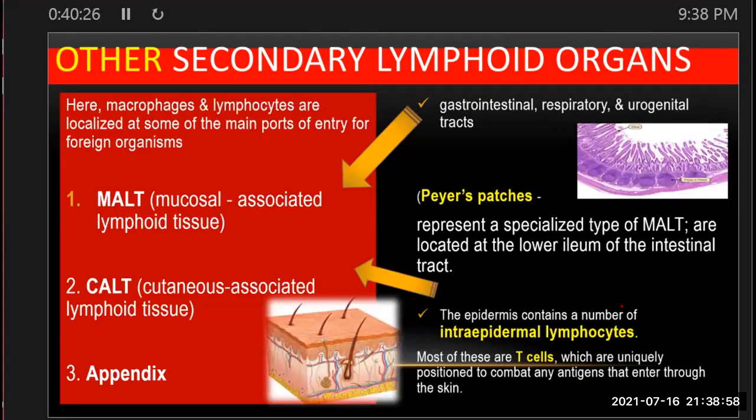Other secondary lymphoid organs are the MALT and the appendix. Here, macrophages and lymphocytes are localized as some of the main points of entry for foreign organisms. The one that you should not forget will be Peyer's patches, representing a specialized type of MALT, and they are located at the lower ileum and intestinal tract.